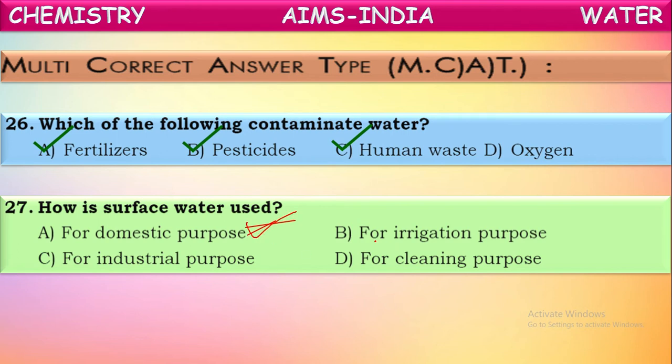Next, for irrigation, yes, a major amount of fresh water is used for irrigation itself, for cultivation. Next one, for industrial purpose, even in industries they use a major amount of water. And for cleaning also we use water. For all this we mostly use surface water only, isn't it? Yes, these four are correct options.